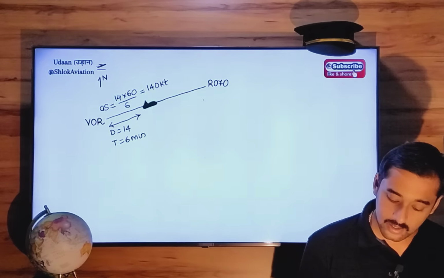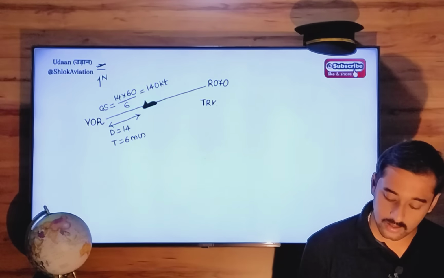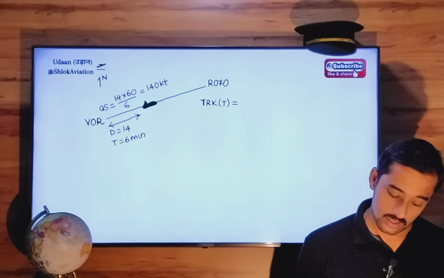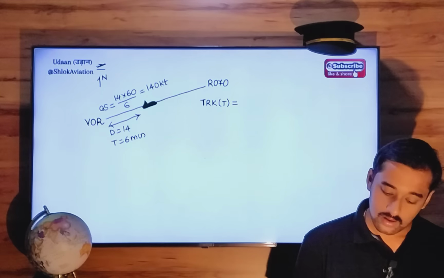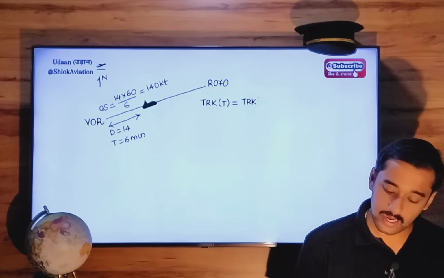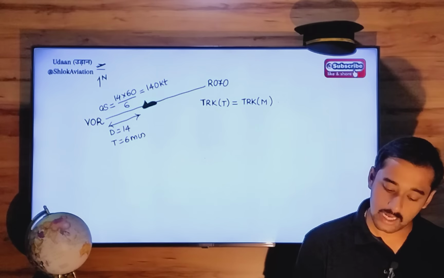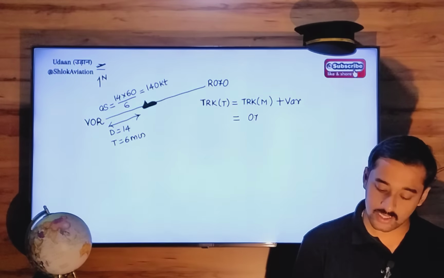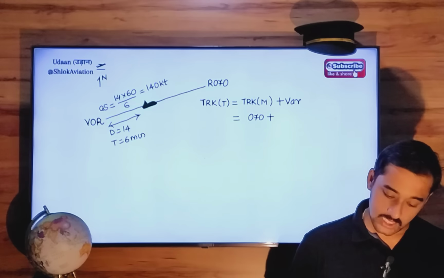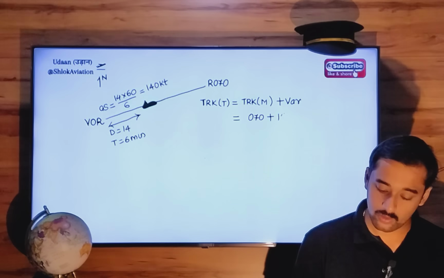The true track of this aircraft will be what? It will be magnetic track of this aircraft plus variation. What is magnetic track of this aircraft? 070 radial. Variation is 12 east. So 70 plus 12, that is 082.